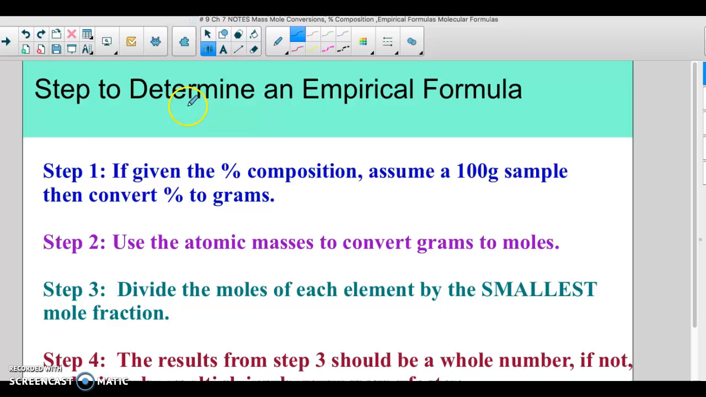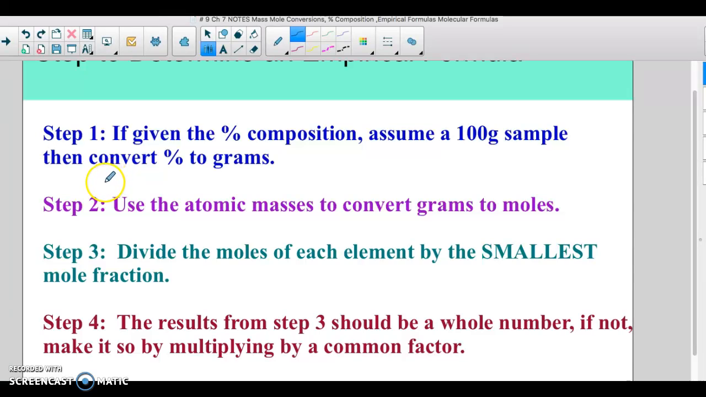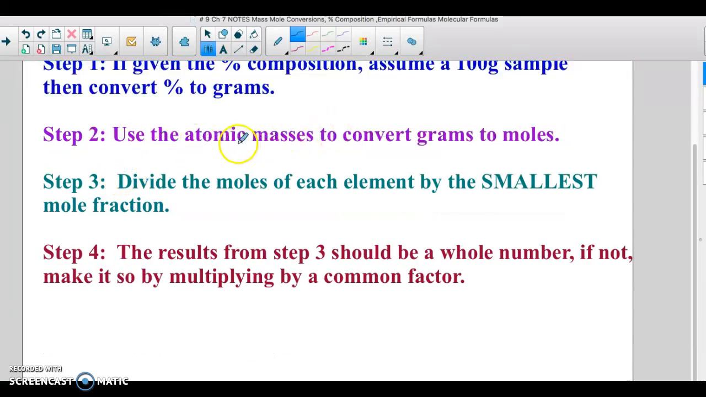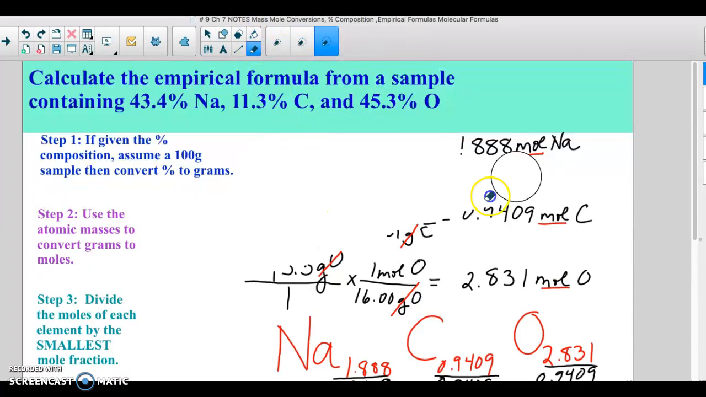So we're going to do problems and we're going to use these steps. I'll just read them to you and then we'll apply them. If you're given percent composition of the elements in a compound, we're always going to assume that we have a 100-gram sample. So then those percents become grams. Then we're going to use molar mass to convert those grams to moles. Then we'll divide by the smallest number of moles and hope for whole numbers, and if not, then we have to multiply by a common number. So let me show you one. Let me erase and we'll do it together.